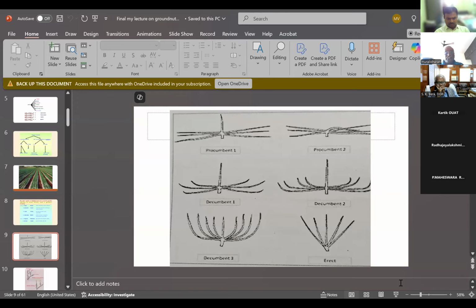This is very important, the botanical group. The procumbent 1 and procumbent 2, need not worry. The decumbent 1 and 2 are Virginia spreading. Here the main stem will be shorter than the primaries, with very dark green, inverted egg-shaped leaves. At the same time, decumbent 3 is Virginia bunch, that is medium duration. It may be confused with our bunch types, the profuse bunch types, the recent release varieties. And this erect is Spanish bunch and Valencia, which are short duration, 110 days or 115 days duration.